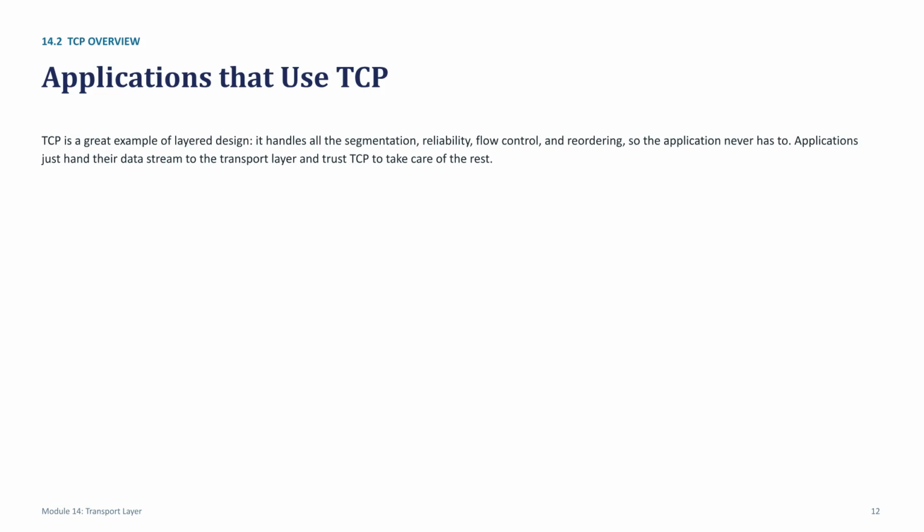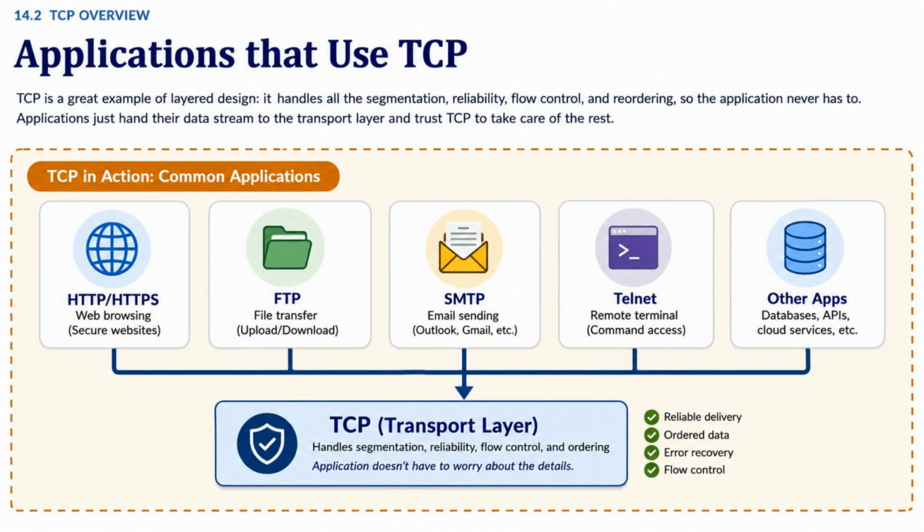TCP's layer design means applications never have to handle segmentation, reliability, flow control, or reordering themselves. They just hand their data stream to TCP and trust it to take care of everything. Walk the application examples on screen: HTTP, HTTPS, FTP, SMTP, Telnet, all relying on the same underlying TCP layer beneath them.